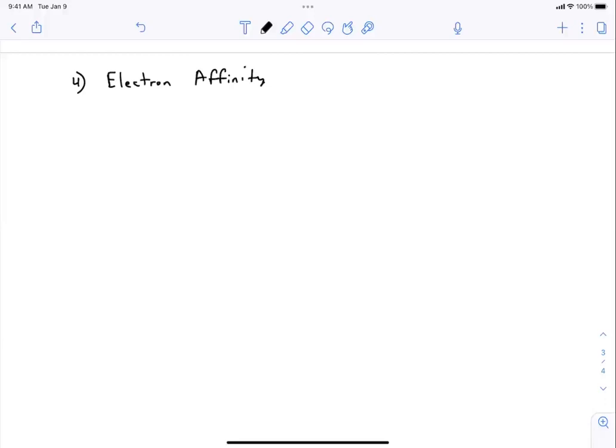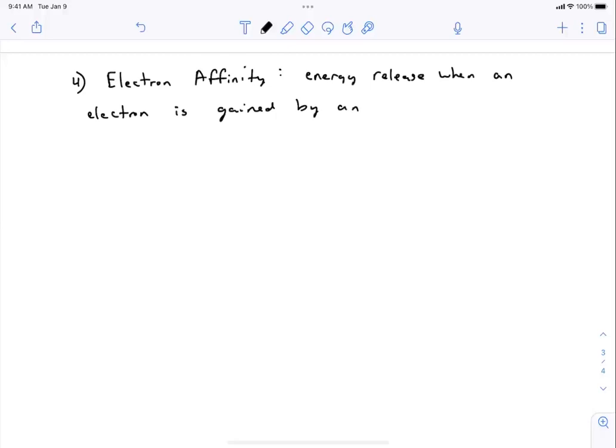Electron affinity is the energy change, energy release, when an electron is gained by an atom in gaseous state. So I would definitely know these definitions because you're going to have to apply them. But the values of this are more useful and higher level when you do the Born-Haber cycle and things like that. So this looks like this, where the atom gains an electron and becomes a negative ion.